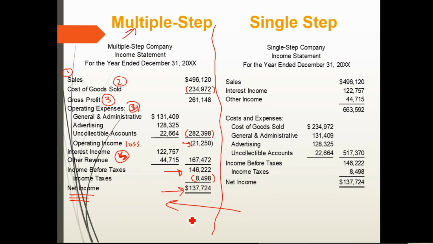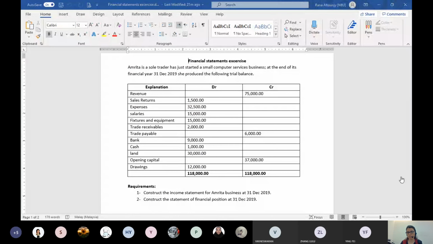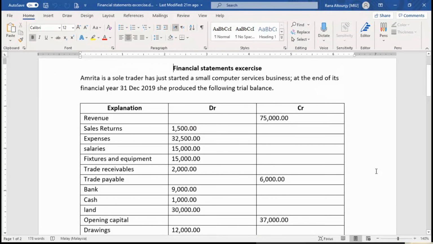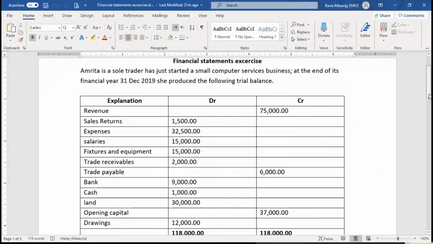This is how you can make the income statement. And this is our exercise. The question is: Amrita is a sole trader who has just started a small computer service business. At the end of its financial year, 31st December 2019, she produced the following trial balance.